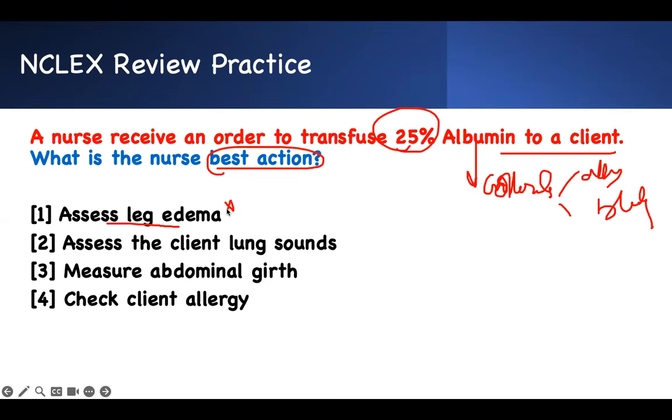Why do you want to assess their leg edema? Why would this help you? We already know they're receiving albumin. That means they probably have ascites. Assess their lung function. A trap answer. Would that tell you anything about their albumin? Measure the abdominal girth. It's the same as edema. Would that help you? We are not doing paracentesis. If we are doing paracentesis, yeah, abdominal girth is fine. You got to do the initial one and then add test taking strategy. Check the allergy because allergy and bleeding are the main problem. Okay, so that's the right answer.